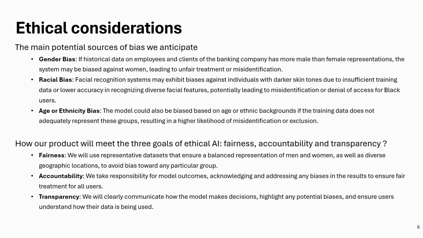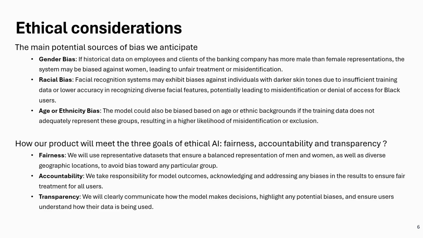Regarding ethical AI, for fairness, we will use representative data sets that ensure a balanced representation for men and women, as well as diverse geographic locations to avoid bias toward any particular group.